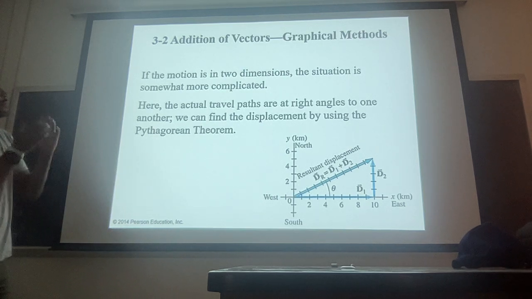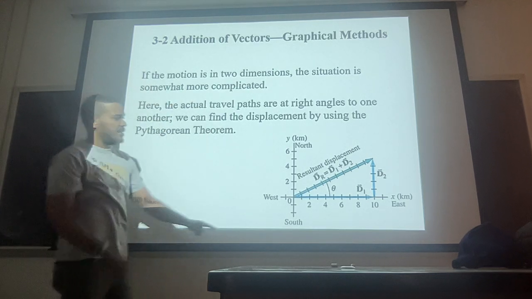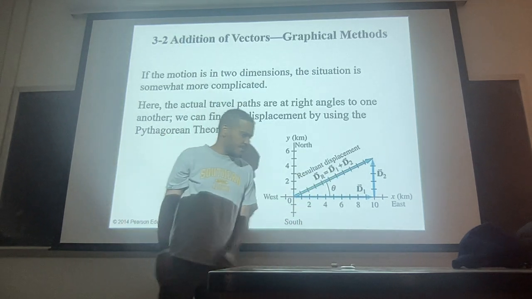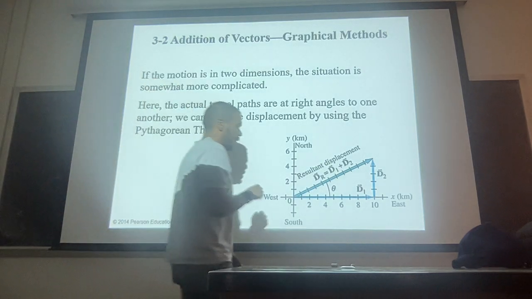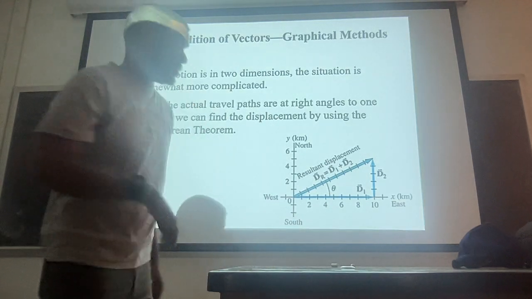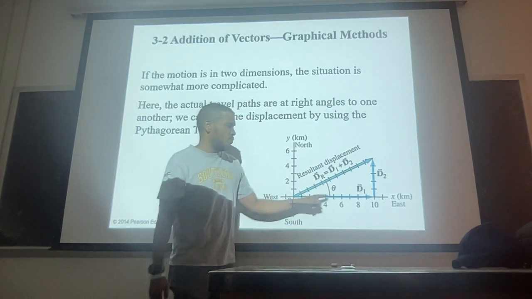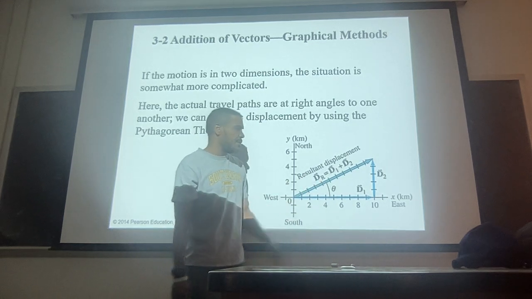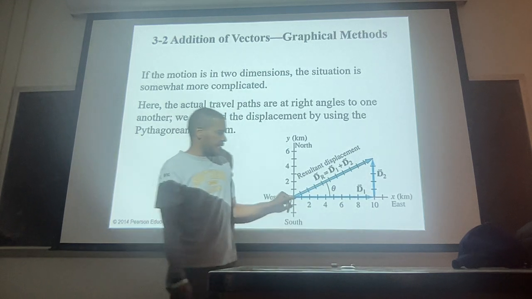Like I said, if the motion is in 2 dimensions, then this is what we have, right? And we remember this from trigonometry, right? Pythagorean theorem, right? D1 plus D2. This is actually the tail to tip method that they're showing here, but eventually it leads to the Pythagorean theorem, and we'll get to that, okay?